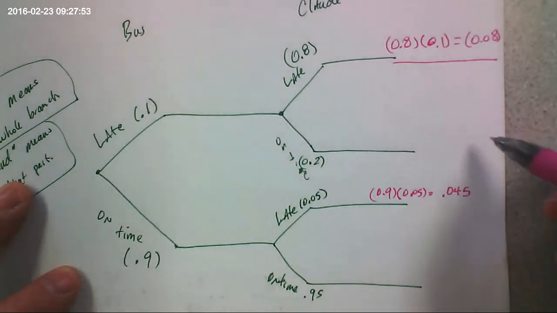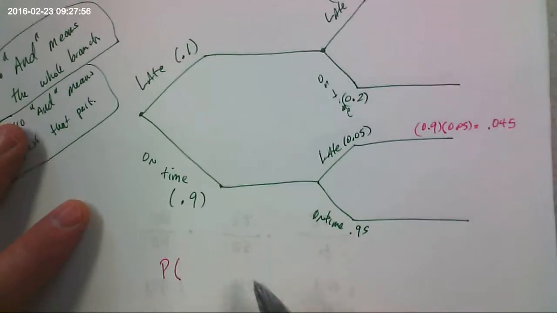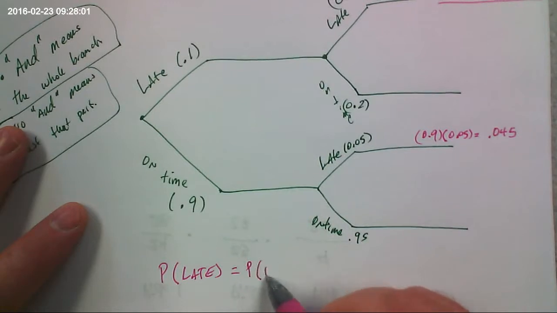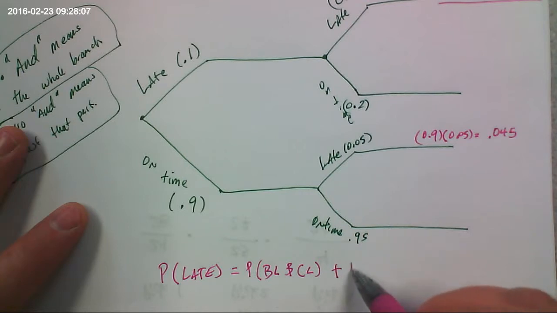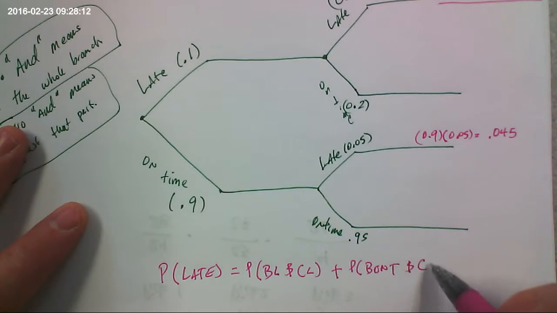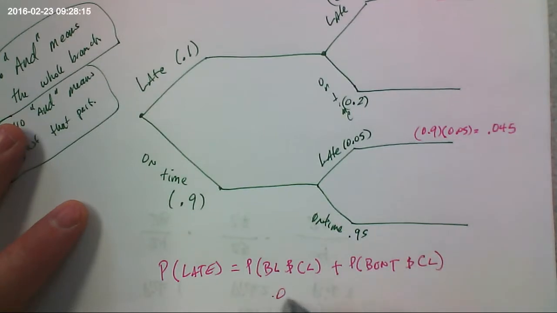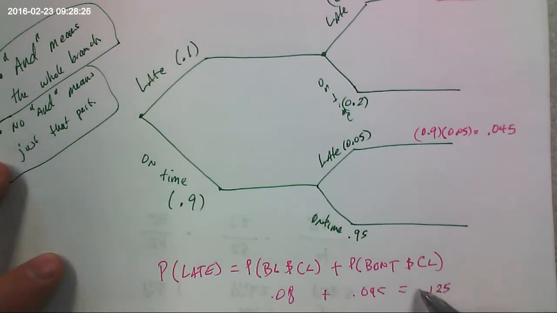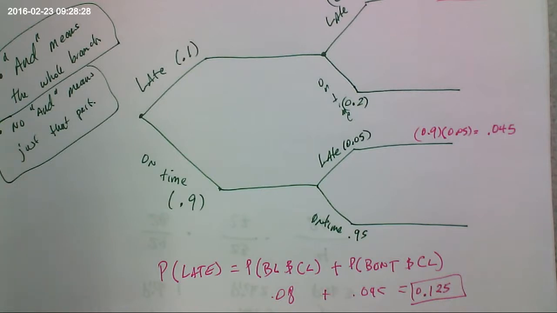So the probability he's late, there's two ways that could happen. That's the probability that the bus is late and Claude is late, or the probability the bus is on time and Claude is still late. So 0.08 plus 0.045, and that would be 0.125, which I think is 1/8. He's late a lot, in my opinion.